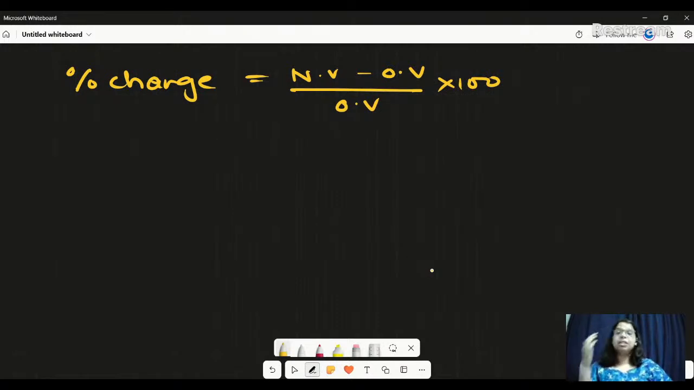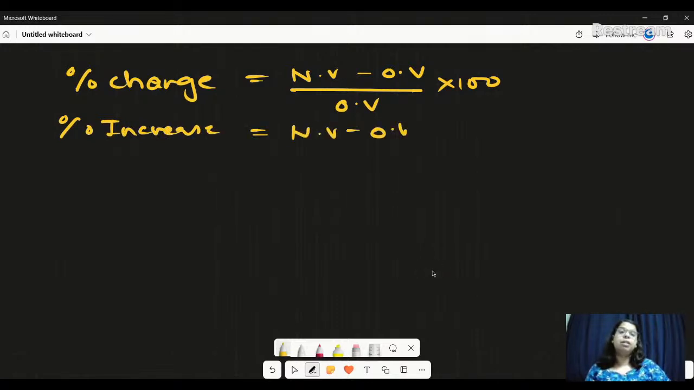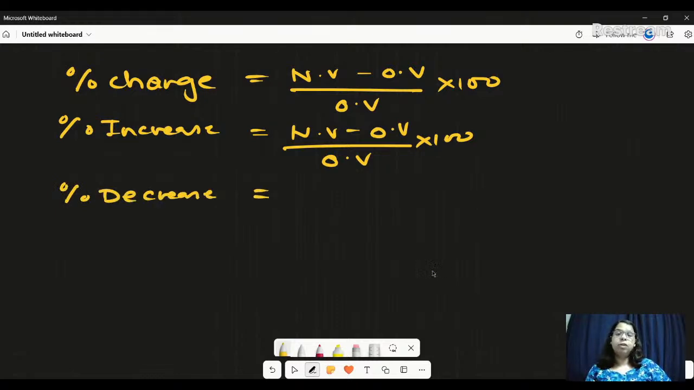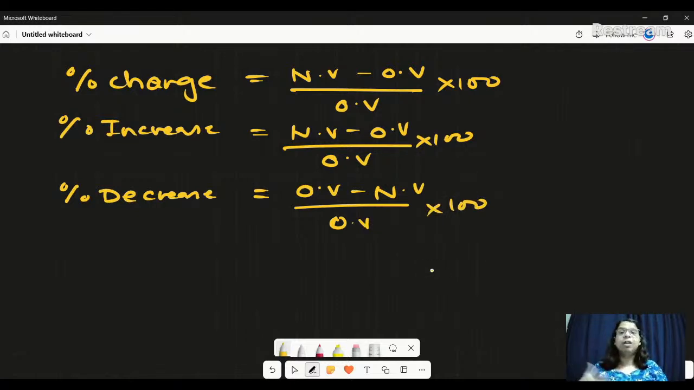Now this is the same formula for percentage increase, because in the case of percentage increase, your new value is greater than your old value, multiplied by 100. Now in case of percentage decrease, we have old value minus new value over old value multiplied by 100. Now, same principle we are going to apply for profit and loss.